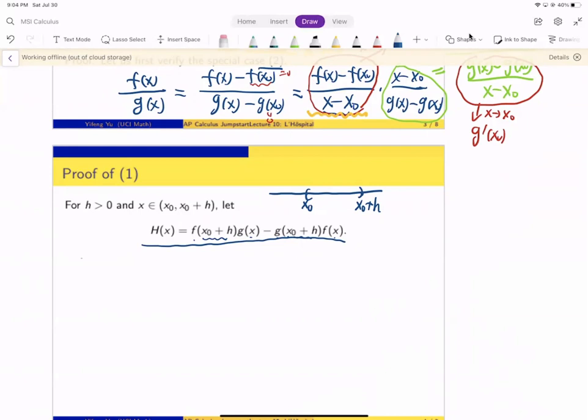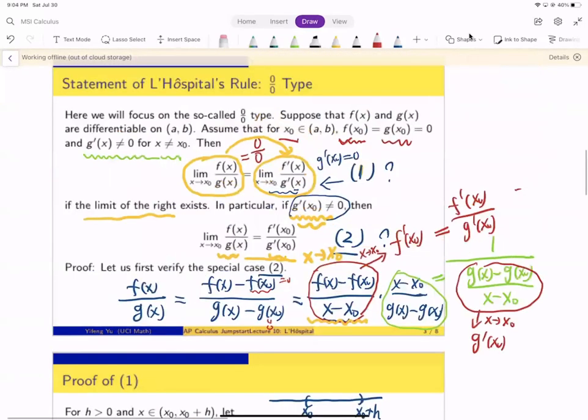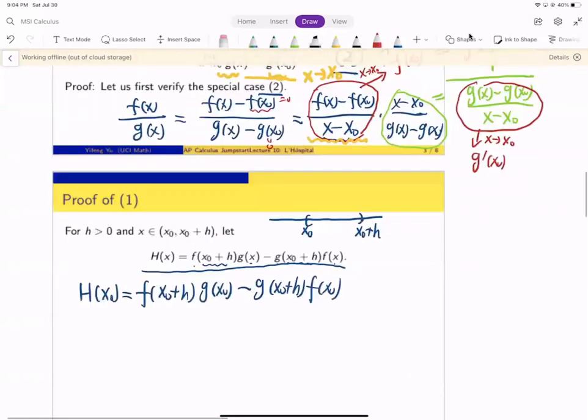More importantly, let's see what the value of this function is at the endpoints. So what's h(x0)? This is f(x0 plus h) g(x0) minus g(x0 plus h) f(x0). But remember, we know that the values of f and g at the point x0 are both 0. So this is 0, this is 0, so it's 0.